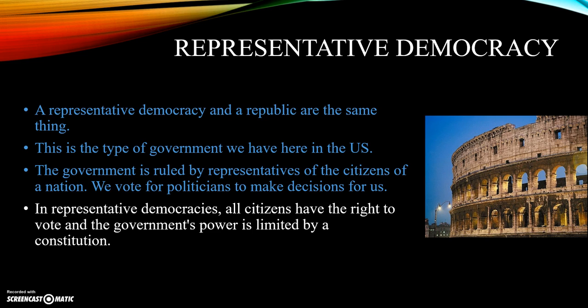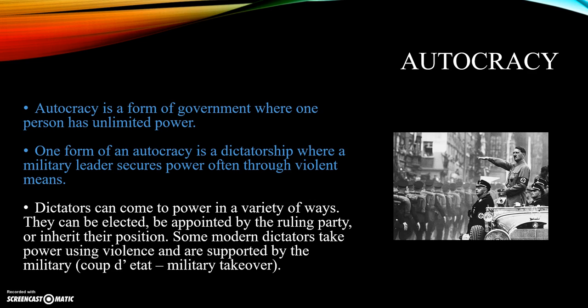So what a republic is, this idea that instead of voting on every single little detail, we vote for representatives, politicians. And those politicians are supposed to make decisions on our behalf. Now, in representative democracies, more people are citizens and we have much more people that get to vote. The government's power, in turn, is limited by a constitution. Now, let's flip this around. We talked about democracy. Pretty much the opposite of that is autocracy. Autocracy is a form of government where we only have one person, and that person has unlimited power.